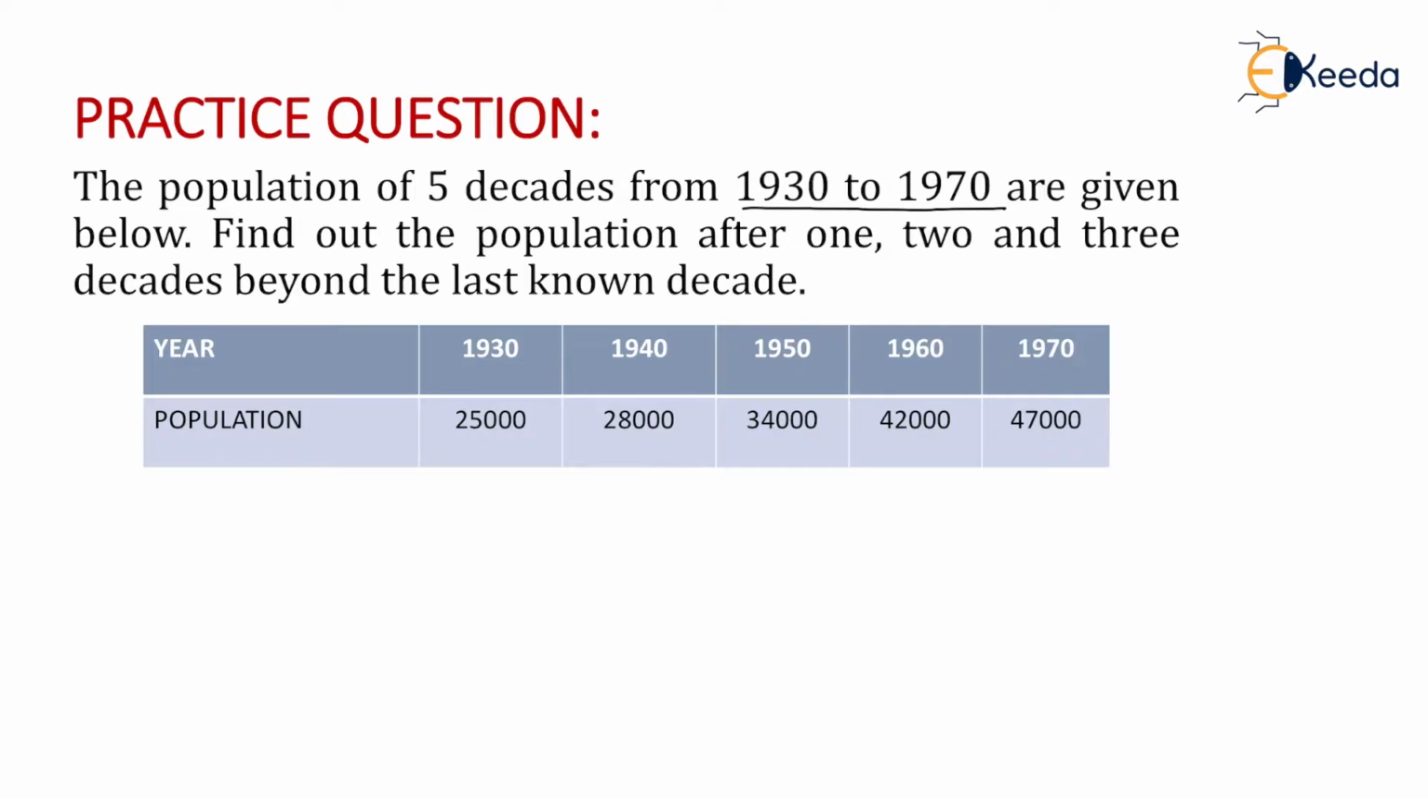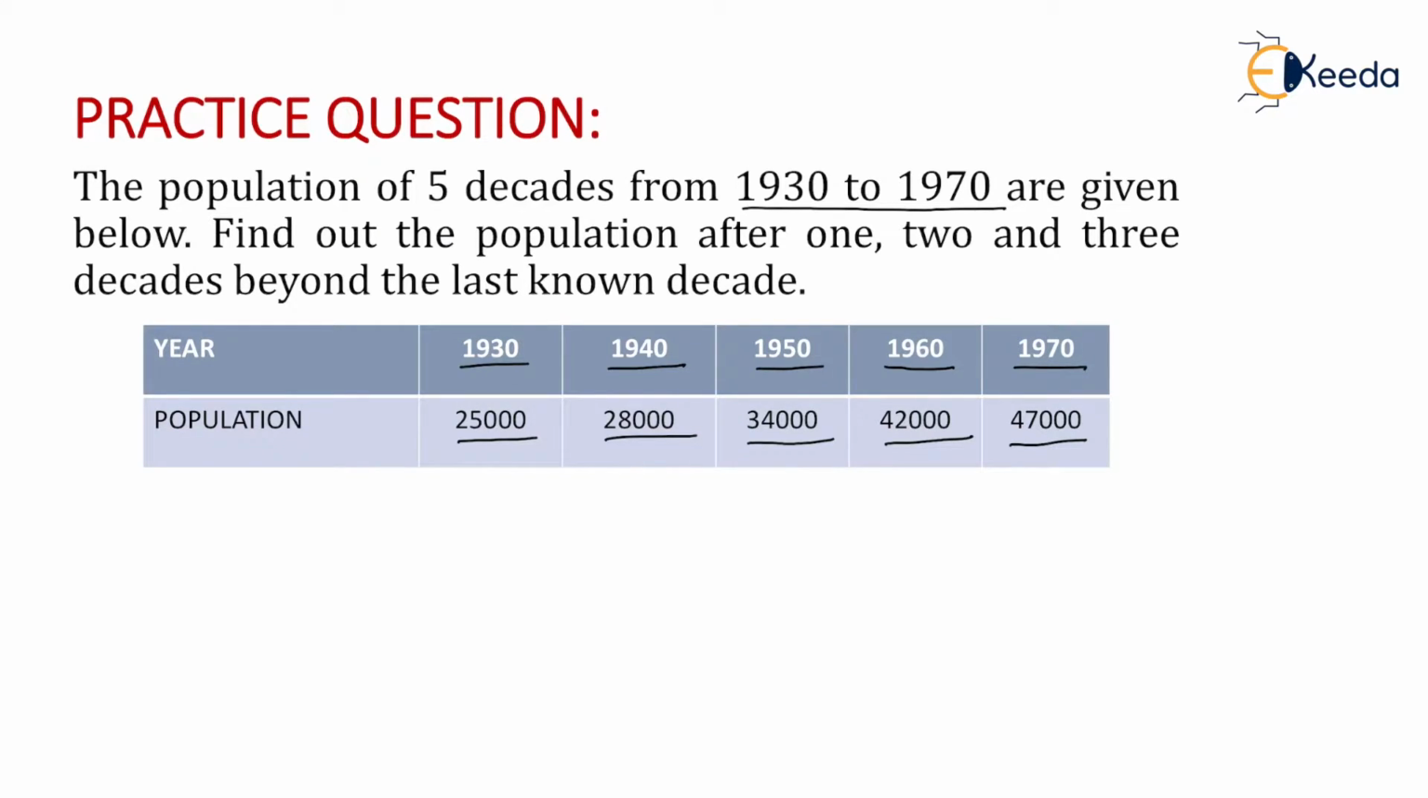Population is given as: in 1930 the population is 25,000. Similarly, in 1940 the population is 28,000. In 1950 the population is 34,000. In 1960 the population is 42,000, and in 1970 the population is 47,000.